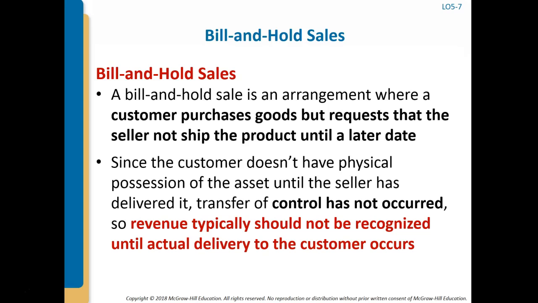So sellers usually conclude that control has not been transferred and revenue should not be recognized until actual delivery to the customer occurs. Consistent with SEC guidelines, sellers can recognize revenue prior to delivery only if they conclude that the customer controls the product and there is a good reason for the bill and hold arrangement, along with the product being specifically identified as belonging to the customer and ready for shipment.